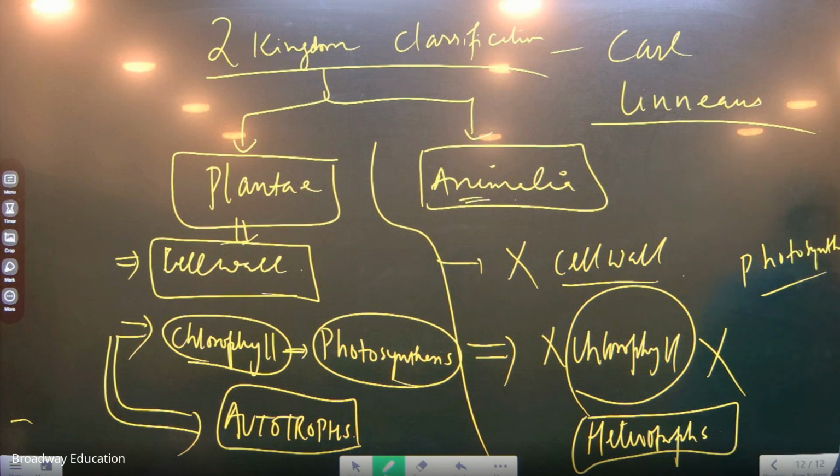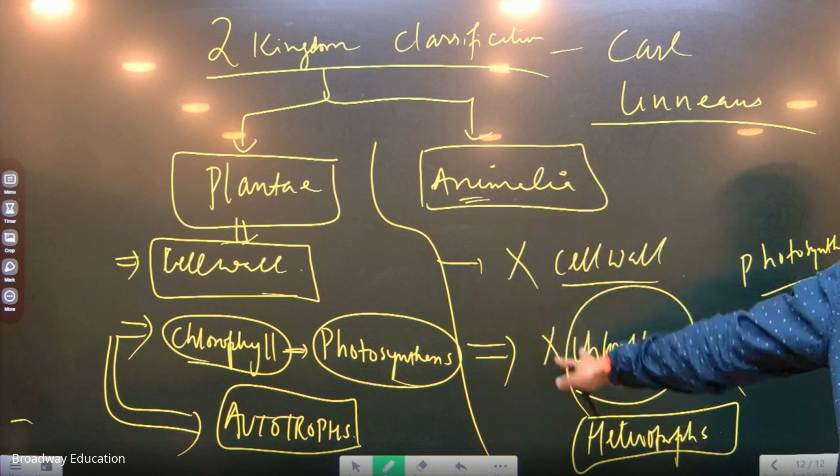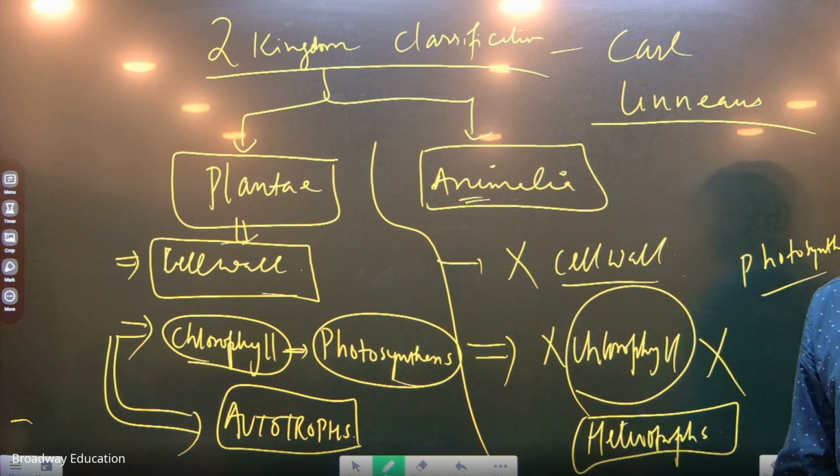Understood? Is this part clear with everyone? But do you think his classification was correct? Do you think that? No. It can be said that the classification that Carl Linnaeus made was kind of vague. Yes or no?